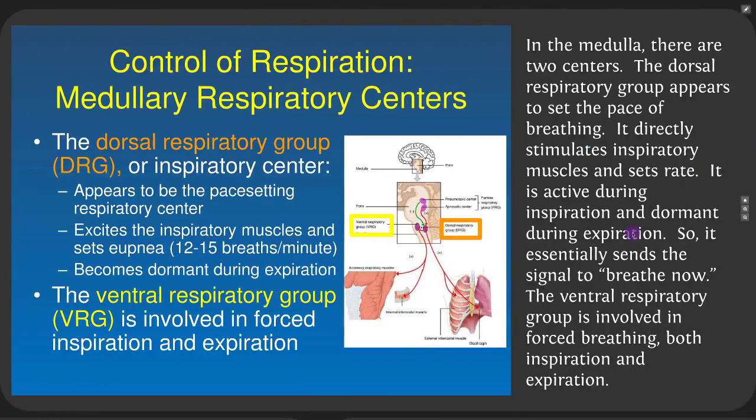So in the medulla, there are two centers, the dorsal or rear one. The dorsal respiratory group appears to set the pace of breathing. So it directly stimulates muscles of inspiration, like the diaphragm and the intercostal muscles. It's active during inspiration and it kind of shuts down during expiration. So it essentially sends the signal to breathe now and then it relaxes.